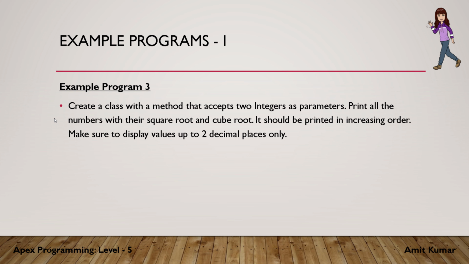Example program 3. Create a class with a method that accepts 2 integers as parameters. Print all the numbers with their square root and cube root. It should be printing in increasing order. Make sure to display values up to 2 decimal places only. So here we have to create a method that accepts 2 integers as parameters. We will print all the numbers with their square roots and cube roots. We will print the numbers in increasing order, and we will make sure that all the square roots and cube roots are printed up to 2 decimal places only. So let's create the program.